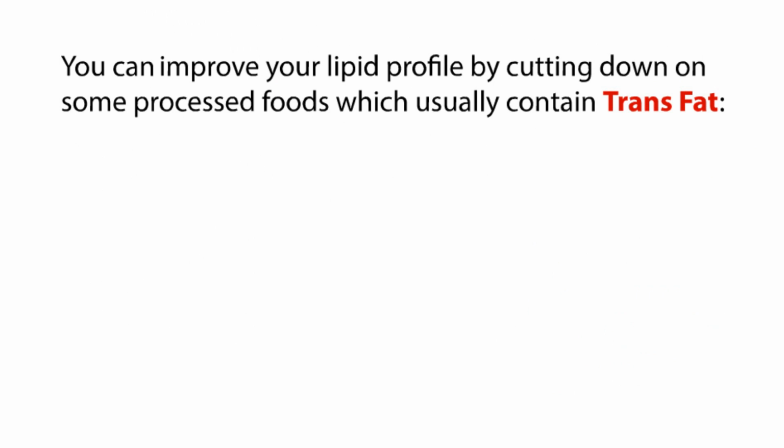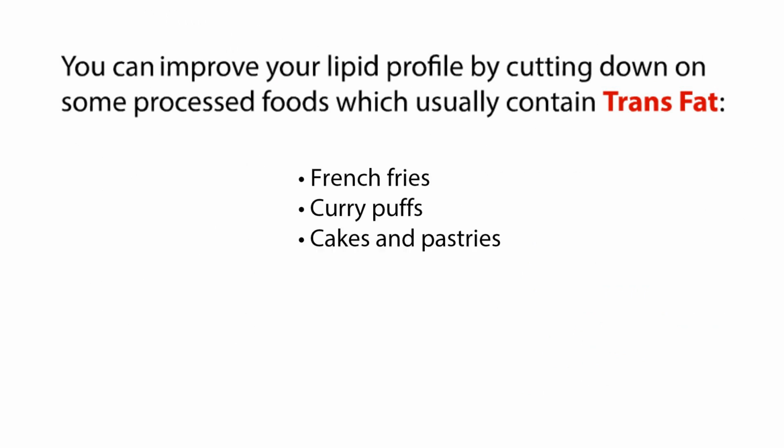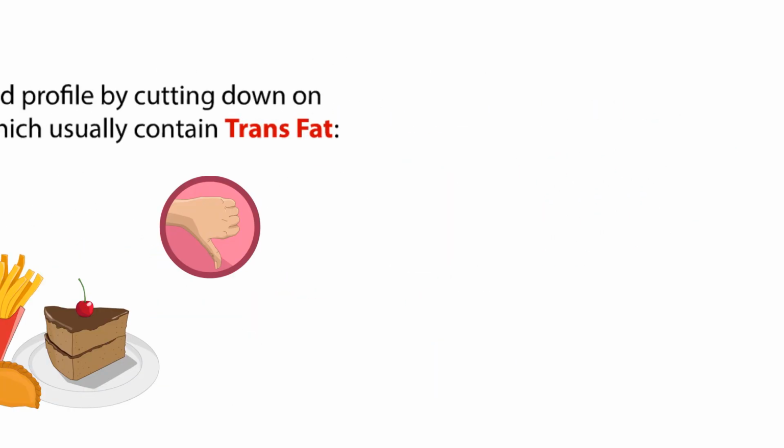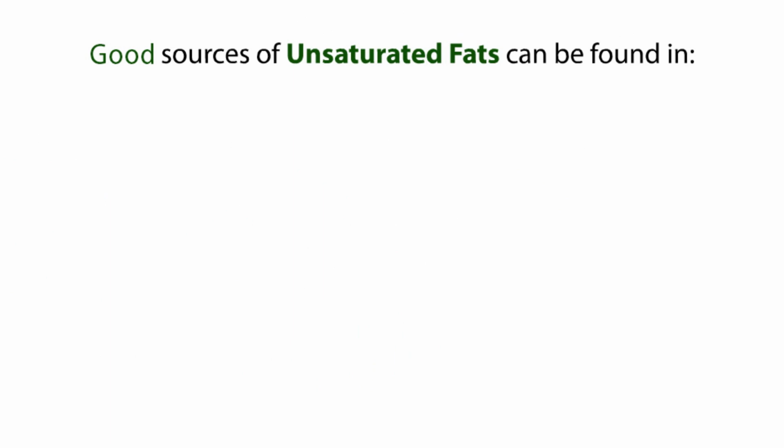You can improve your lipid profile by cutting down on some processed foods which usually contain trans fat, such as French fries, curry puffs, cakes, and pastries. You can also improve your lipid profile by replacing saturated fats and trans fat sources with unsaturated fat sources.